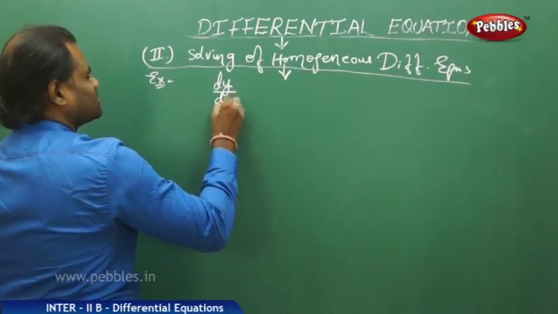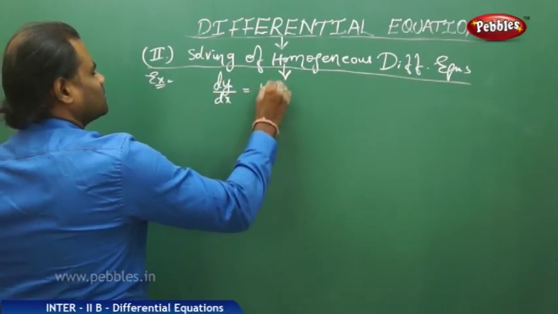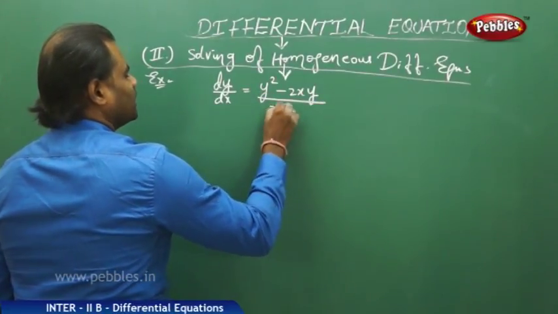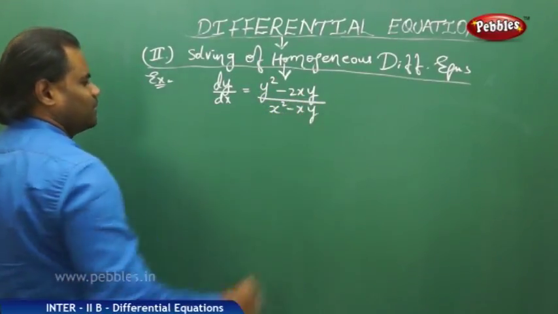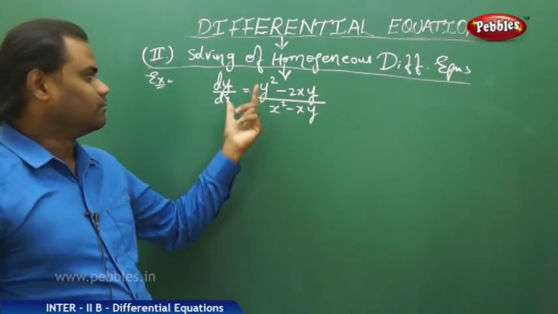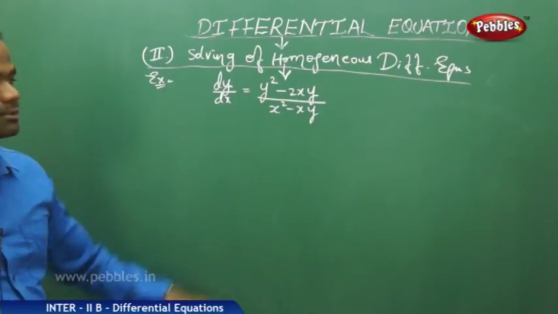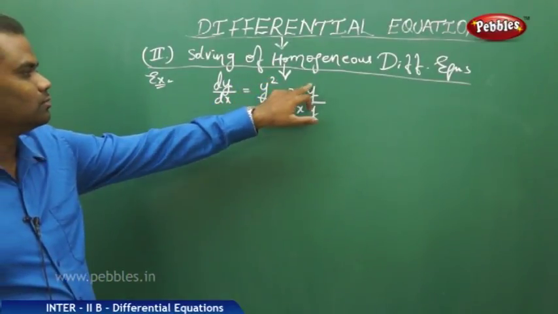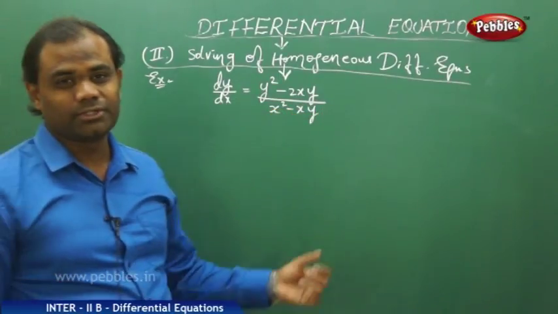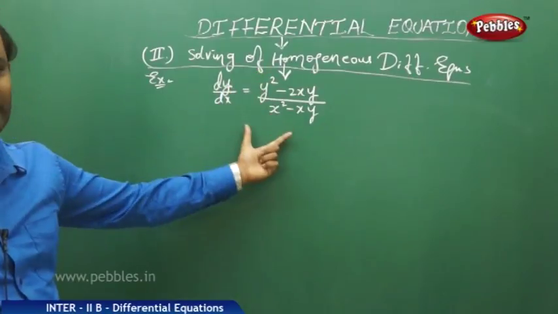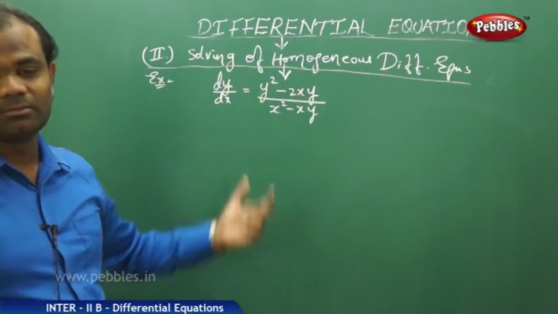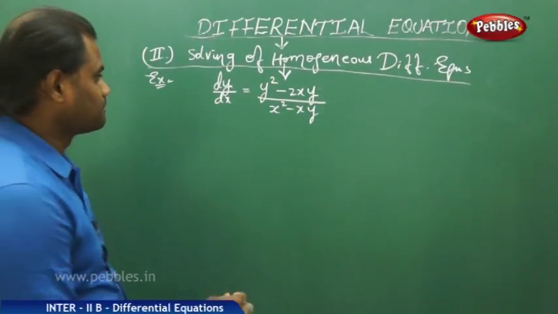dy by dx equals y square minus 2xy by x square minus xy. So clearly the right hand side is f of x, y, which is a homogeneous function of each degree 2, 1 plus 1, 2 and 2, and therefore this is a homogeneous differential equation of degree 0 on the whole. So let's see how we can solve this homogeneous differential equation.